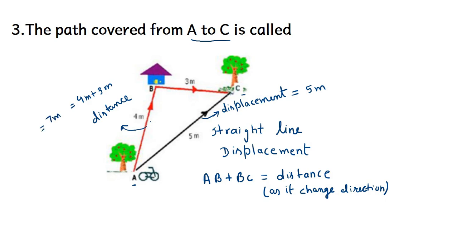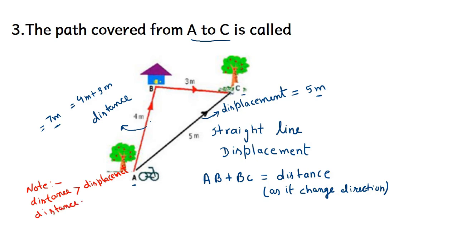Now what can we conclude? Here are some points that we remind ourselves about distance and displacement. It is to be noted, students, that the distance of an object can be greater than displacement. Why? Because the length of the path can be greater than the straight line or straight path. So distance can be greater than displacement.